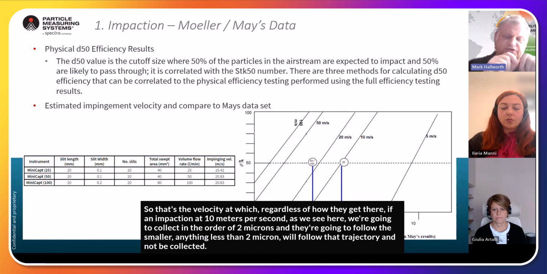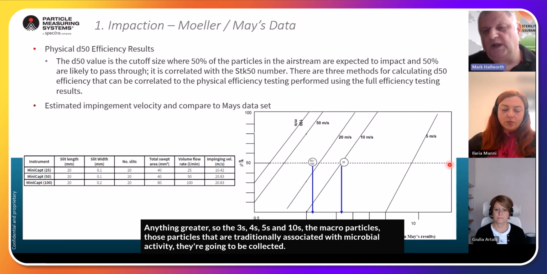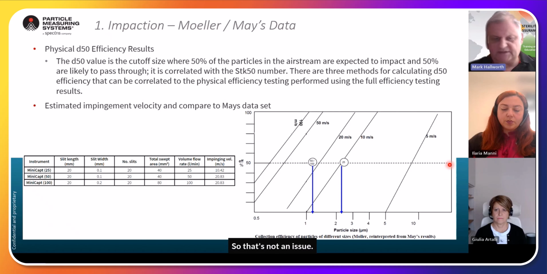So that's the velocity at which, regardless of how they get there, if an impaction at 10 meters per second, as we see here, we're going to collect in the order of 2 microns, and anything less than 2 micron will follow that trajectory and not be collected. Anything greater, so the 3s, 4, 5s, and 10s, the macro particles, those particles that are traditionally associated with microbial activity, they're going to be collected. So that's not an issue.